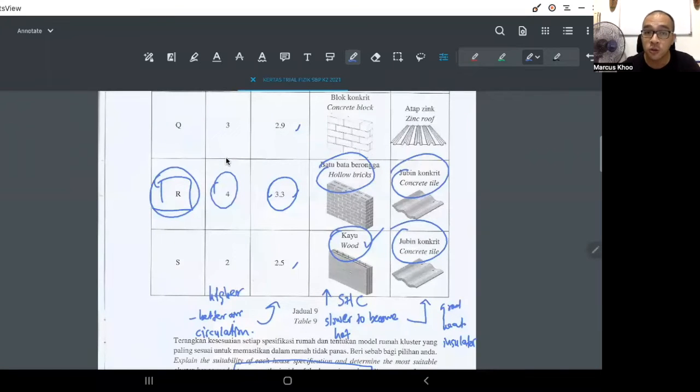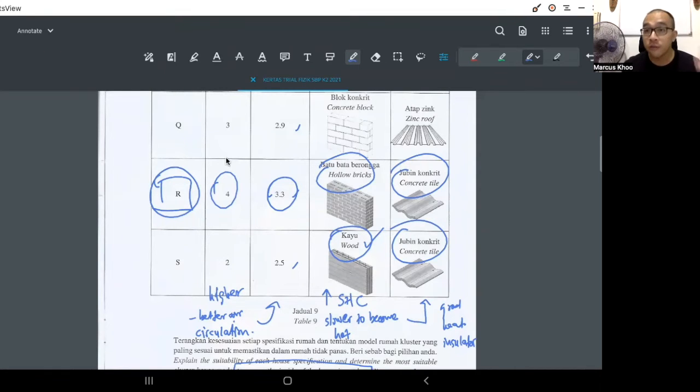Okay, just write hollow bricks. Then after that, the reason you write is high specific heat capacity. If you see this question, we are using the same reason for both features. The first and the second one is better air circulation. The third and the fourth one is high specific heat capacity, because high specific heat capacity means lower increase in temperature. It's fine, it's okay to repeat the reasons.